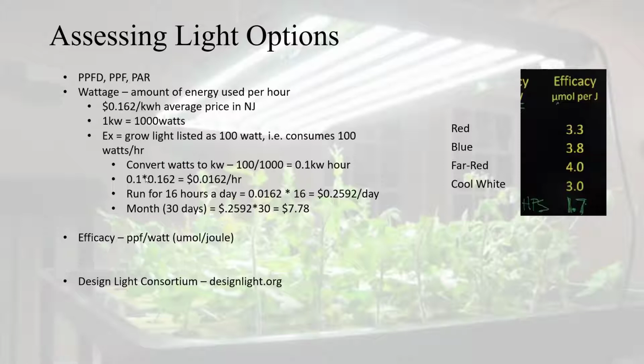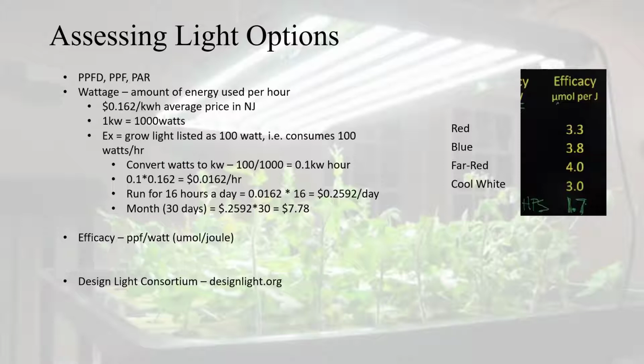And then we know our average cost is 0.162 per kilowatt hour. So we multiply these together to get an average cost of 0.0162 dollars per hour, right? So pretty cheap.